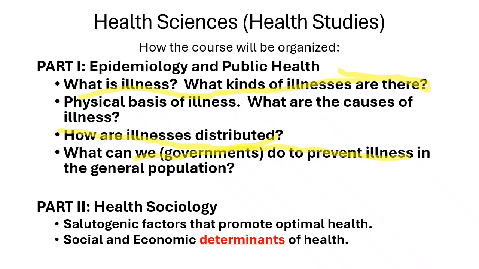In the second part of the course, we're going to deal with factors that determine whether you have optimal health. By the way, the term that we're going to be learning in the second part of the course is called salutogenic factors. Salutogenic factors are things that you do or things that you're exposed to that happen to give you better health, that tend to improve your health, right? And in the second part of the course, we will deal more with social and economic determinants of health.